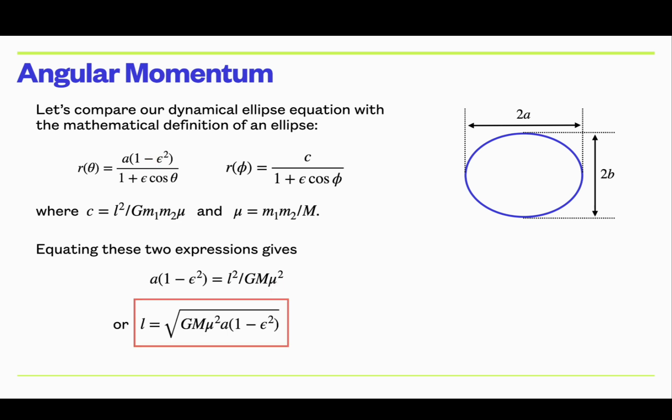If you equate those two things, you get this. If you cross multiply by G M over G mu squared, and then solve for the angular momentum, you get this. So this is a way of writing the angular momentum in terms of the semi-major axis of the ellipse, the eccentricity, and the masses.